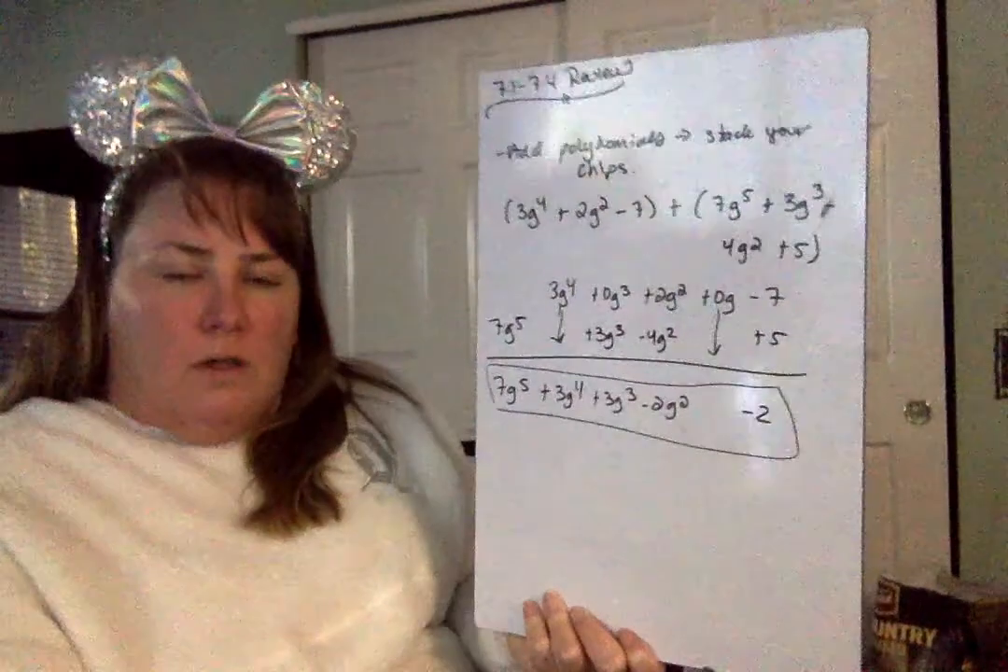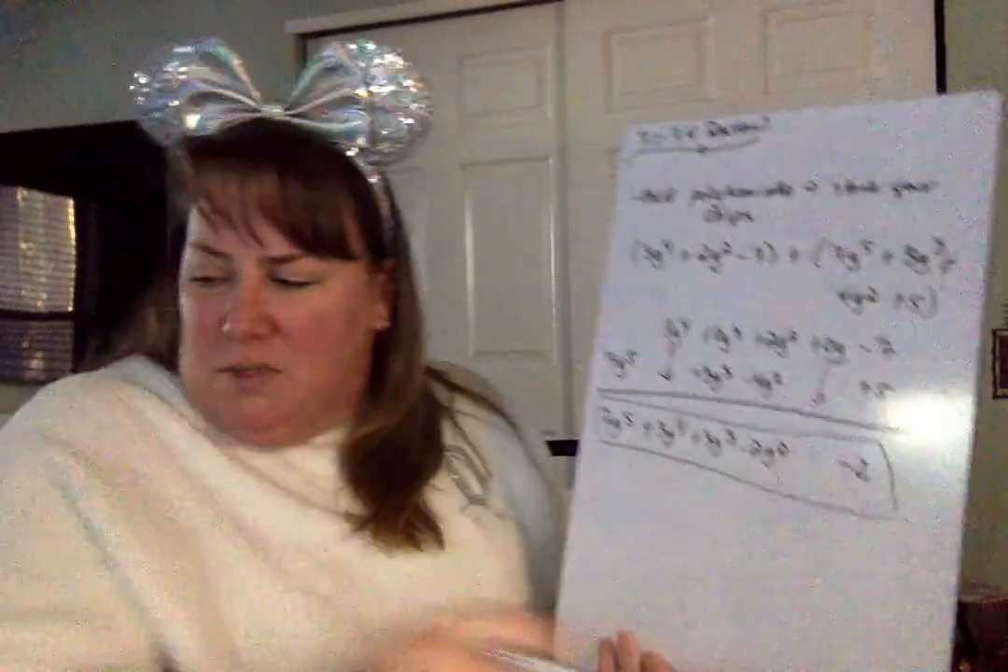Now, when you subtract, it's a little bit different because you have to watch your signs. Because if you're subtracting a whole quantity, remember that you are subtracting each term within that polynomial. So when you subtract each term, you're technically taking the opposite of the signs. I just tell my kids that you're distributing that negative 1.